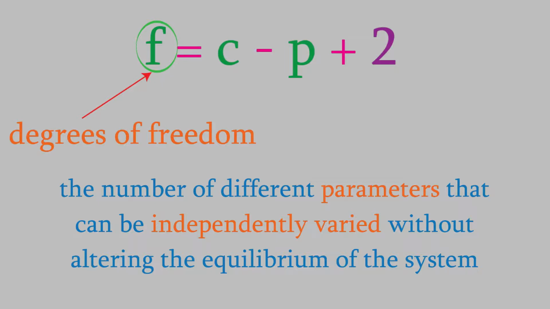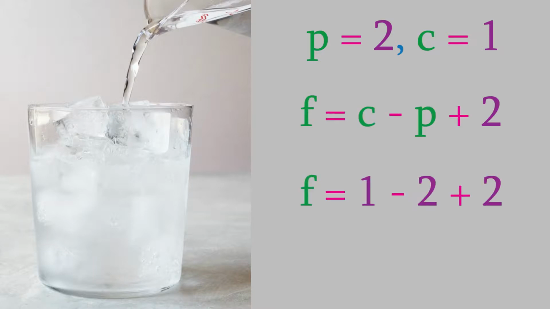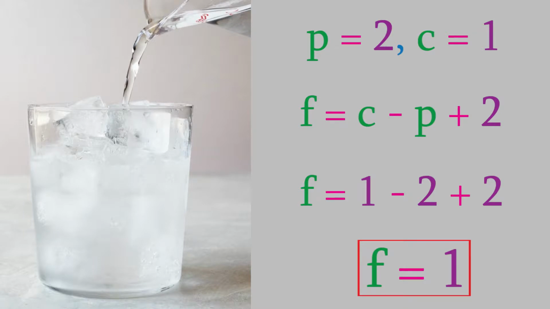For example, suppose we have a system of ice and water at equilibrium. In that case, there are two phases and one component, so P equals 2 and C equals 1. Using those values in the phase rule, we find out that F is equal to 1. That means there's only 1 degree of freedom. What does that really mean? It means that we can choose one parameter and set it equal to whatever value we wish. But if we want the system to still be at equilibrium, the values of the other parameters will only be able to have one particular value.